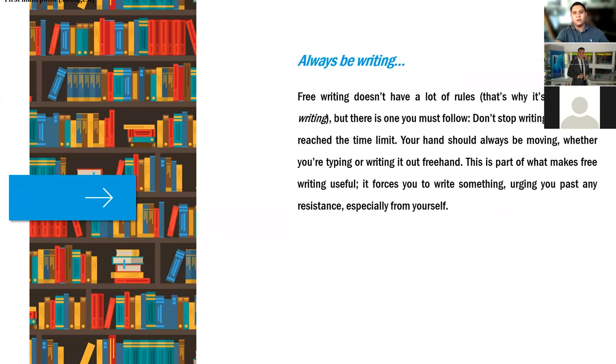Okay, free writing doesn't have a lot of rules. That's why it's called free writing, but there is one you must follow: don't stop writing until you have reached the time limit. Your hand should always be moving, whether you are typing or writing by hand. This is part of what makes free writing useful. It forces you to write without any resistance, especially from yourself.